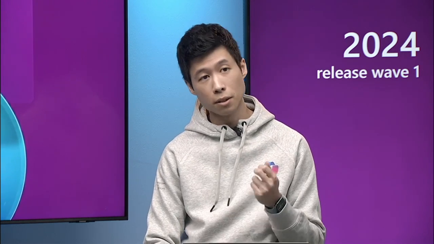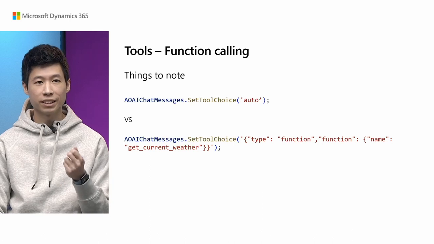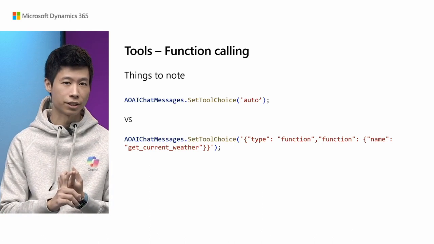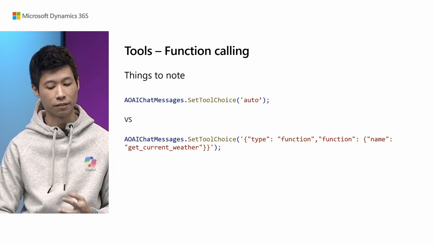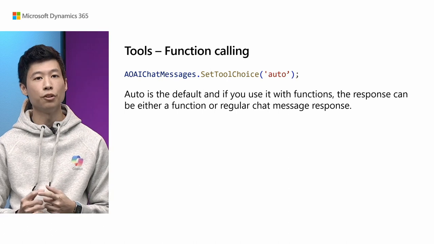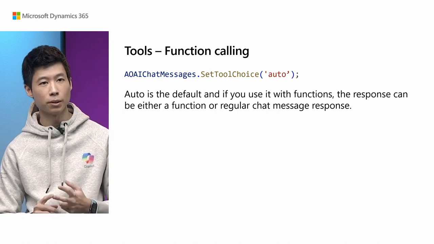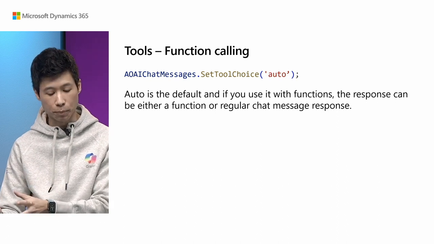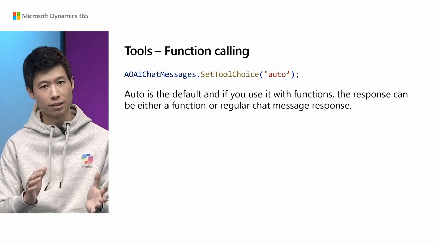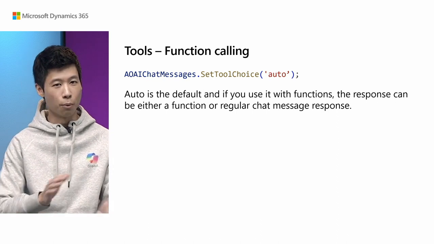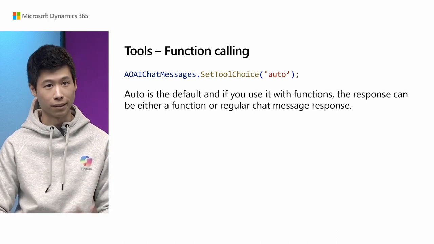So the things I want to note, with set tool choice, you can either put auto, which is the default, and you do not need to set that, or you can put a specific function. So with auto, it is the default. And if you use it with functions, the response can either be a function or it can be a regular chat response. So you do have to take note because if you expect a function and it doesn't give you a function, you want to handle that error properly.